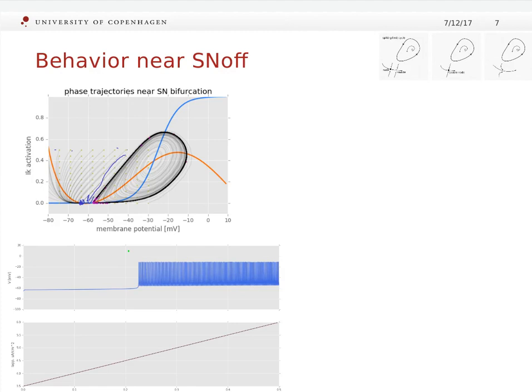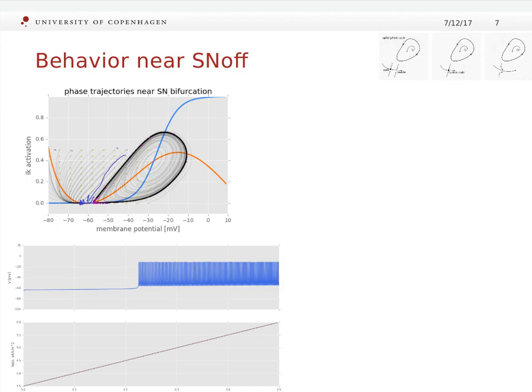How does the neuron near saddle node of invariant circle bifurcation switch from resting to spiking if we gradually increase the applied current? In contrast to the previous case, where we observed a gradual increase in spiking rate, we don't see it here. What we see is an abrupt switch from resting to spiking at fixed or almost fixed and at high frequency. So let's see it in a video.